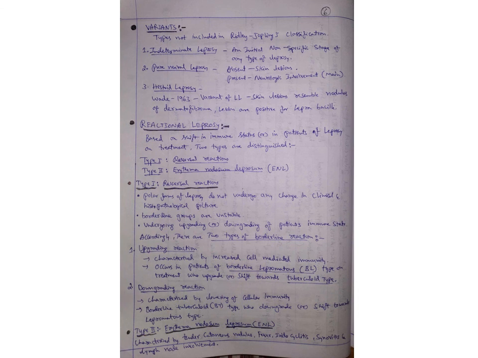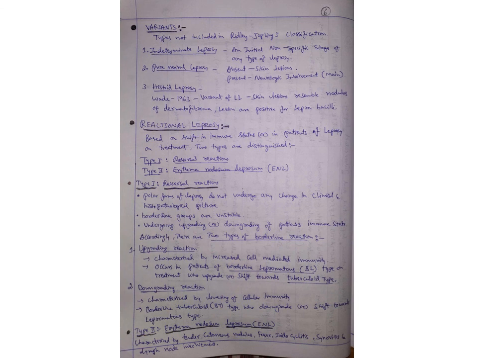Then downgrading reaction is characterized by lowering of cellular immunity, in borderline tuberculoid type patients who downgrade or shift towards the lepromatous type. So shifting from the tuberculoid to the lepromatous type is called downgrading. If you see, downgrading means tuberculoid shifting towards lepromatous, whereas upgrading is lepromatous shifting to tuberculoid.